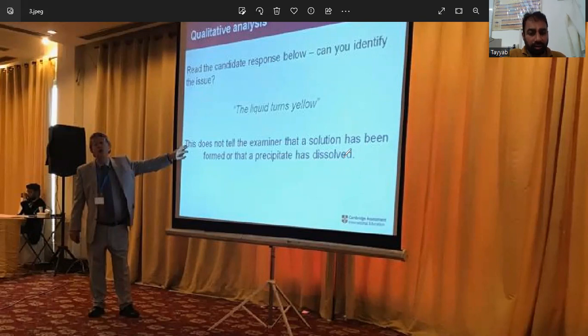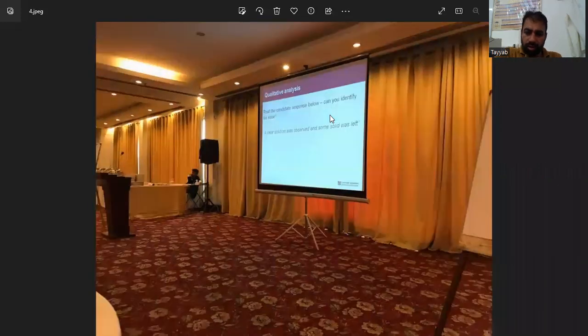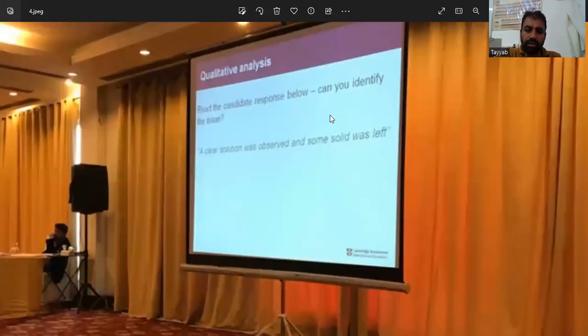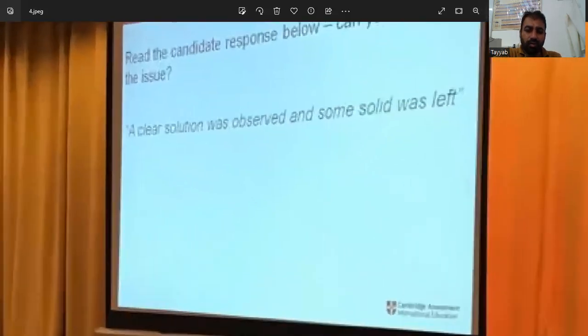If there are two colorless solutions, you are mixing these two solutions, and as a result, a yellow precipitate is formed. You have to explain that a yellow precipitate is formed. It means your explanation should be very clear about what you want to explain.